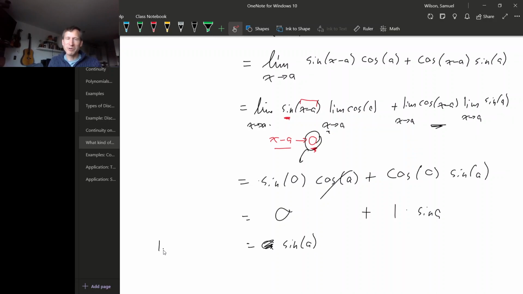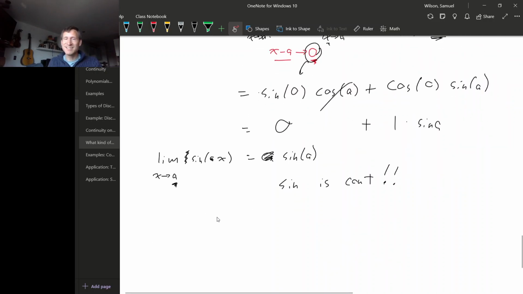And remember, what we started with was the limit as x goes to a of sine of x. So this shows that sine is continuous for every real number, because we said at the beginning that a could be any real number. So this shows us that sine is continuous for every real input.